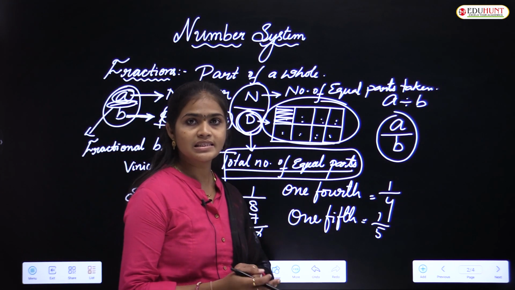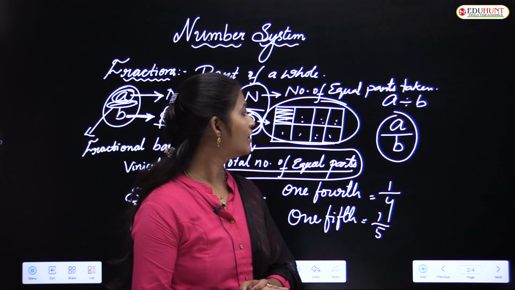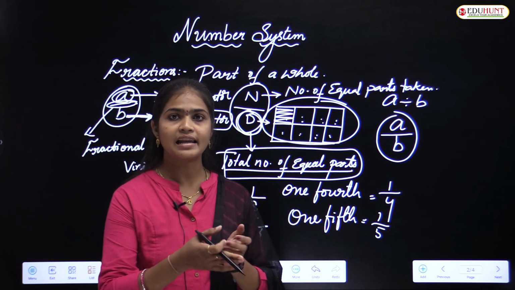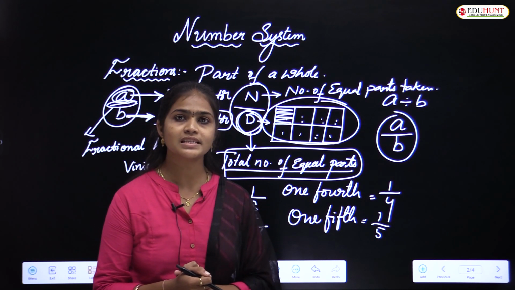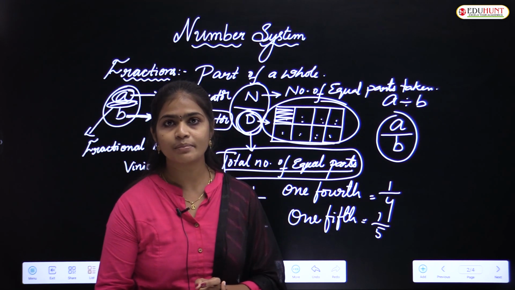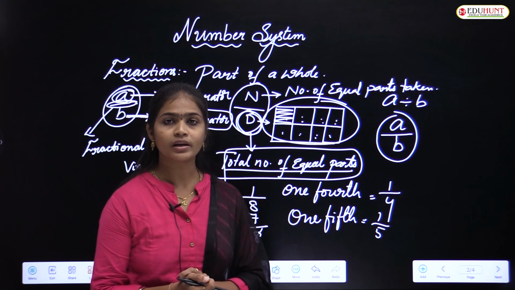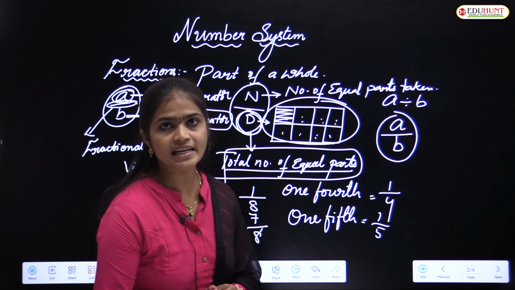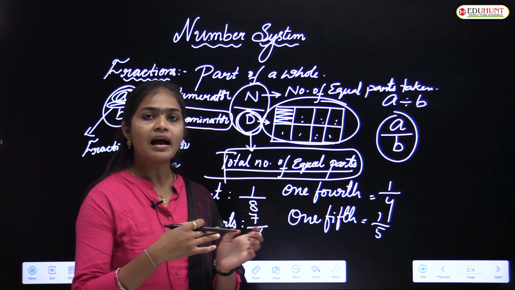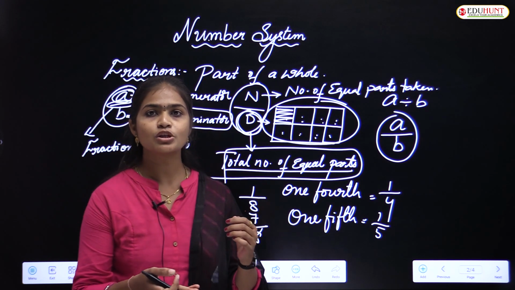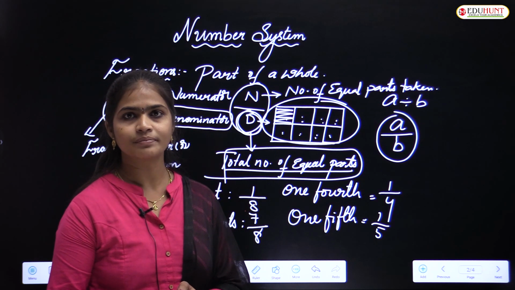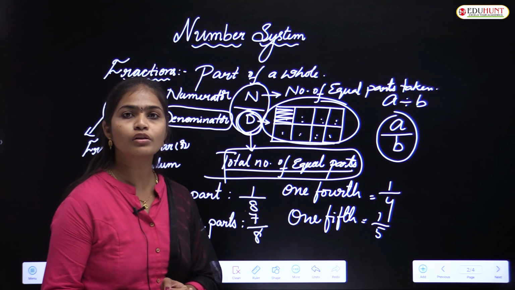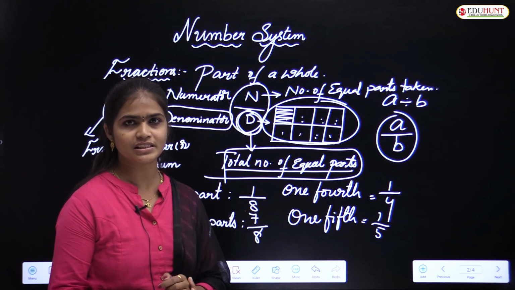Okay, just orally I will tell you the types of fractions. The first one is like fractions and unlike fractions. Like fractions means all the fractions have the same denominator. We will call those fractions like fractions. Unlike fractions are the fractions which do not have the same denominator.